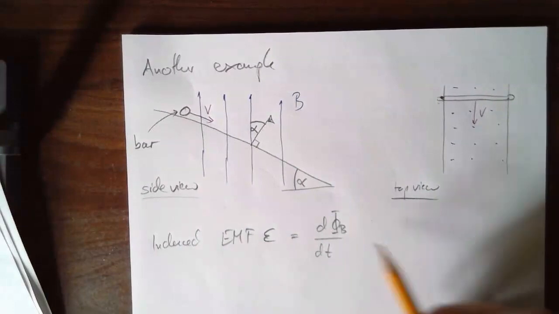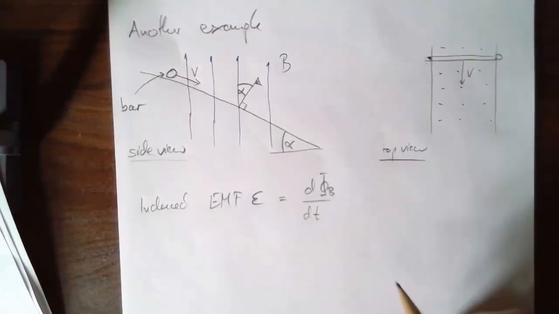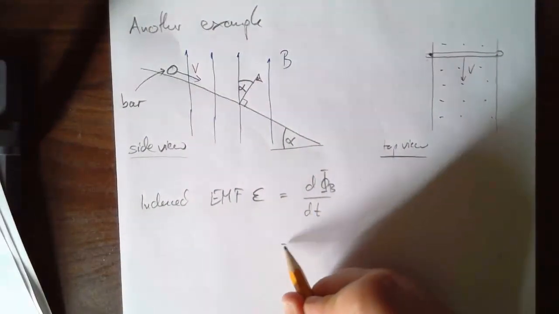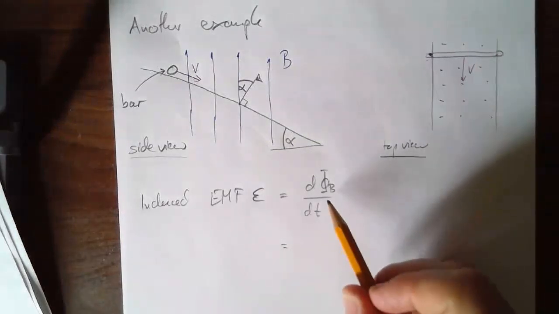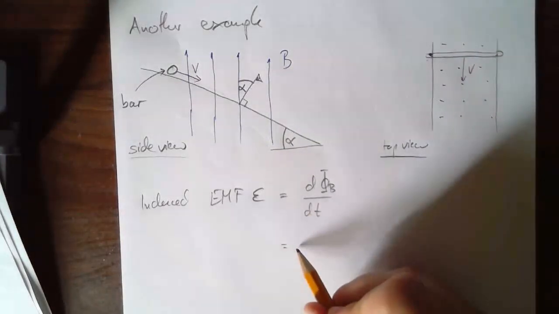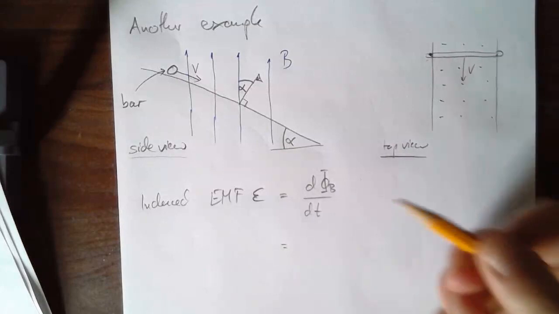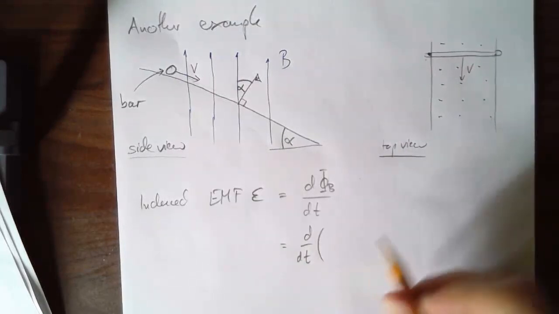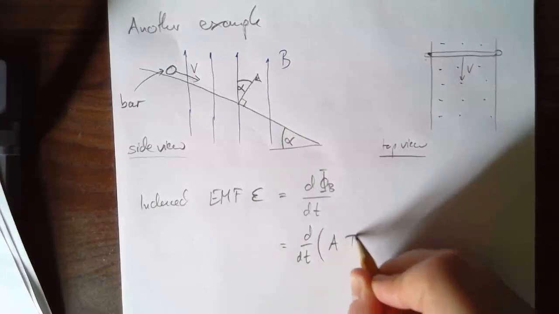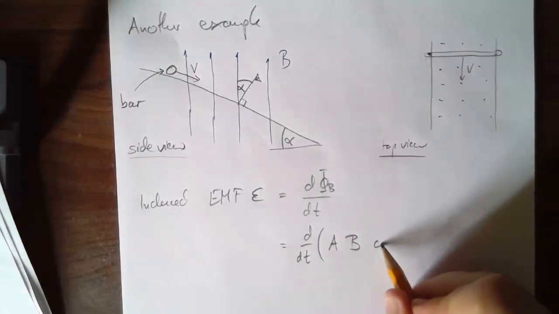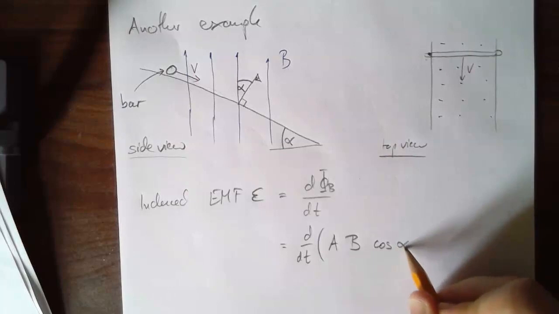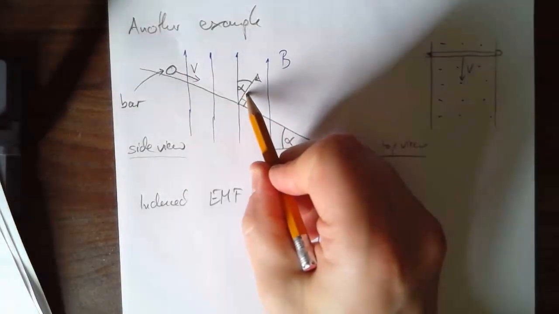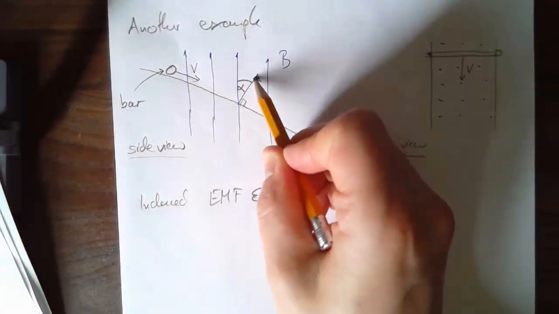So d phi dt. So I'm going to have what's changing. Let me write out explicitly, d dt of the flux. The flux is the area times B times the cosine of alpha in this case, because that's the angle between the B field and the area.